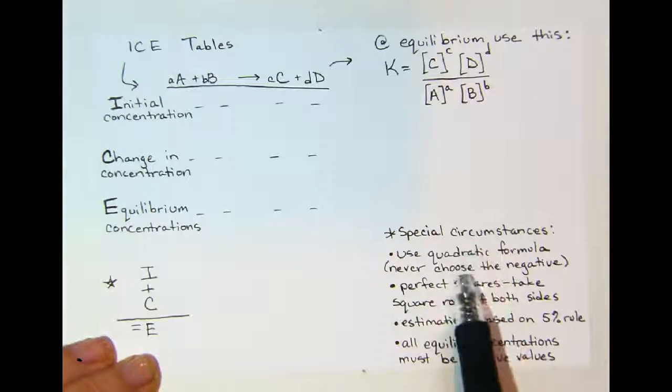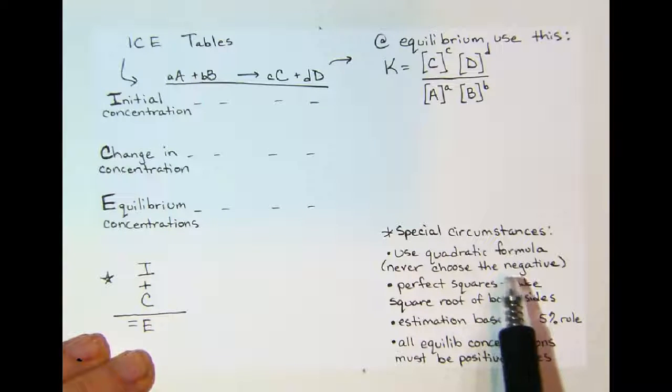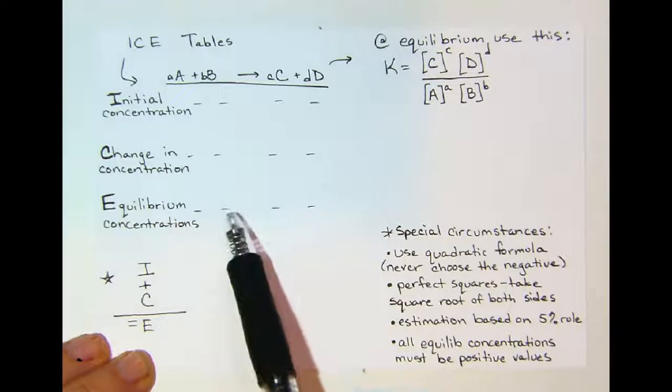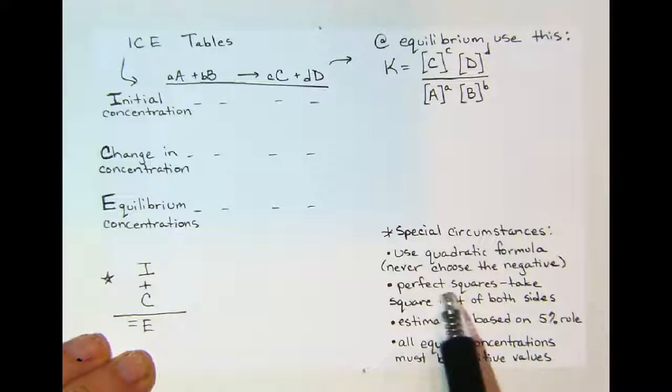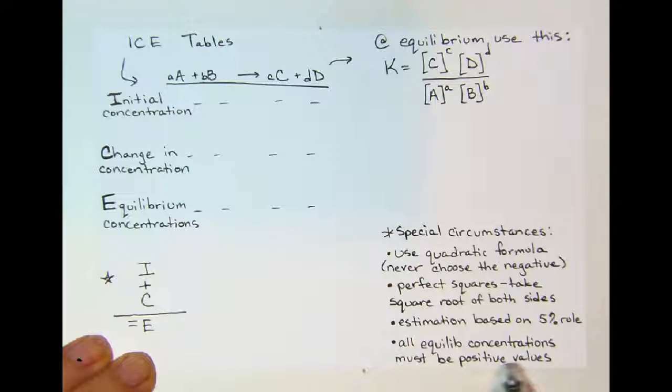Special circumstances, you might have to use the quadratic formula. If that's the case, never choose the negative of the two answers that you get. Nor do you want to choose an answer that'll end up being negative once you plug it in and solve for x. Perfect squares, take the square root of both sides of the equation. You might do what's called the estimation based on 5% rule. We'll go over that more in a later video. And all equilibrium concentrations must be positive values.